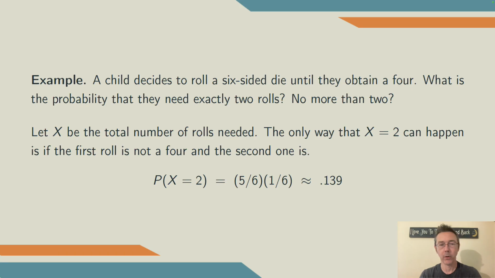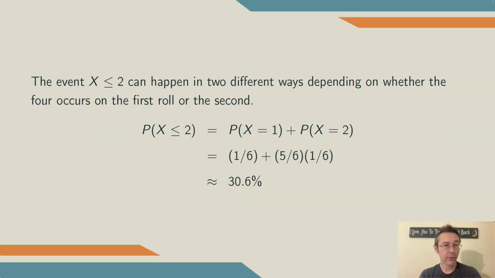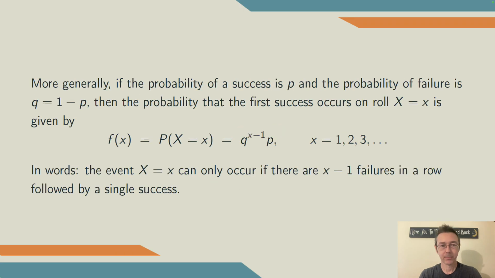We get about 0.139. To find the probability that x is no more than 2, we're going to take the probability that x is 1, the probability that x is 2, and add those up. Those are the only 2 ways that the total number of rolls can be no bigger than 2. When we do that, we get about 30.6%.